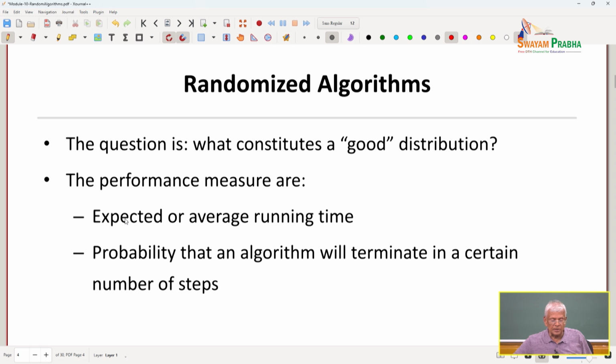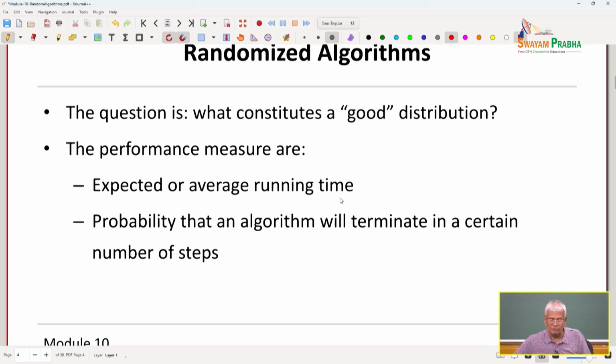One performance measure is expected or average running time. But we saw that on the same input, different times you run, it may follow different paths, it may take different times. So we are interested in what's called the expected or the average running time. Another measure is, what is the probability the algorithm will terminate in a certain number of steps?